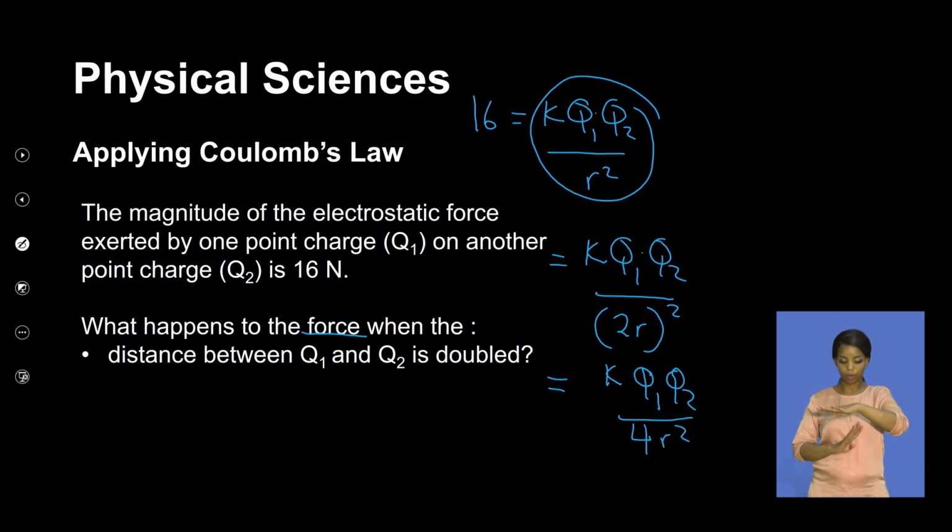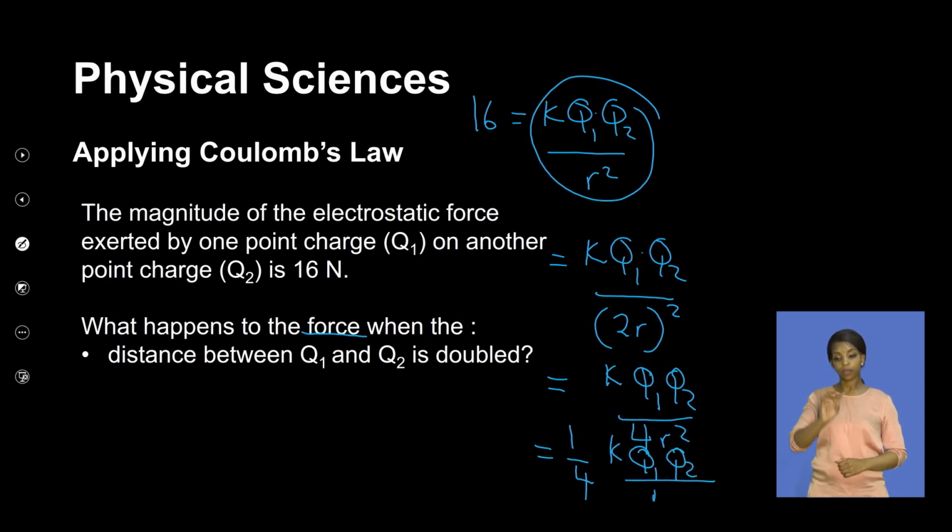So this is like 1 over 4 times K Q1 Q2 over R squared. So that's our 16. So the new force will actually be a quarter of the original one. The force has actually decreased because we've doubled the distance. That's the inverse proportionality. So the new force will be a quarter of 16, which is actually 4 newtons, right? So this is how exactly we apply these.